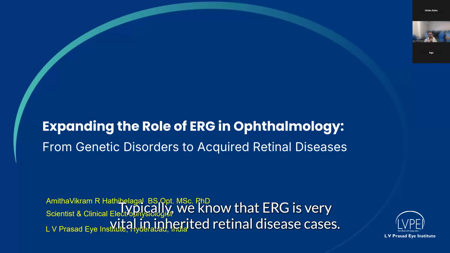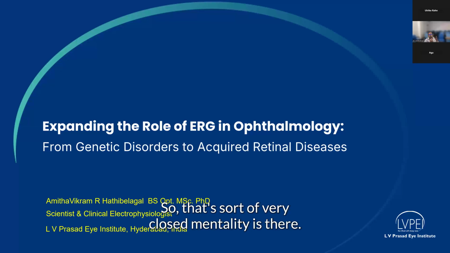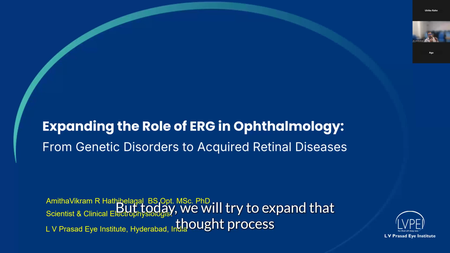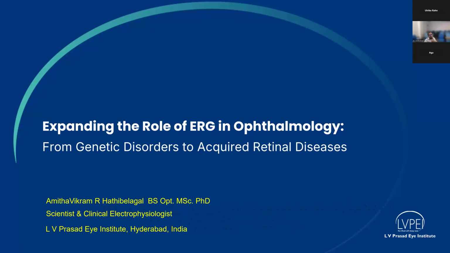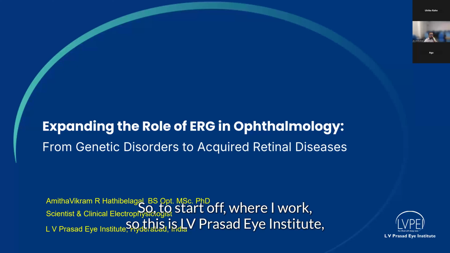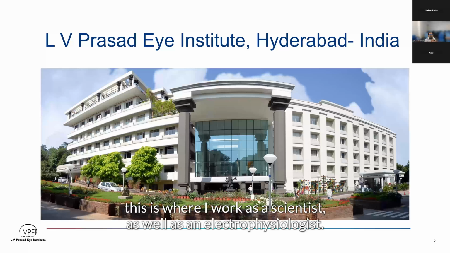So today I will be talking about, as the topic suggests, expanding the role of ERG in ophthalmology. Typically, we know that ERG is very vital in inherited retinal disease cases, and people usually think, okay, ERG means it has to be retinal dystrophy. So that sort of very closed mentality is there. But today we will try to expand that thought process and see that there are many other applications for ERG beyond the genetic disorders. So to start off, where I work, this is LV Prasad Institute. This is where I work as a scientist as well as an electrophysiologist.